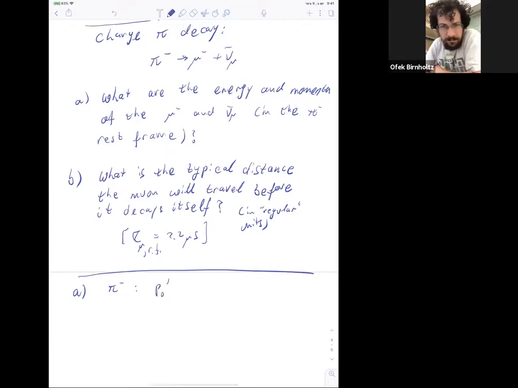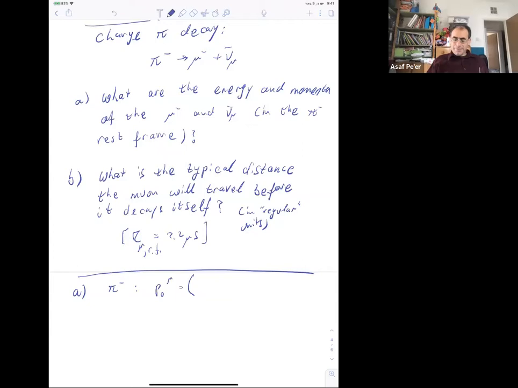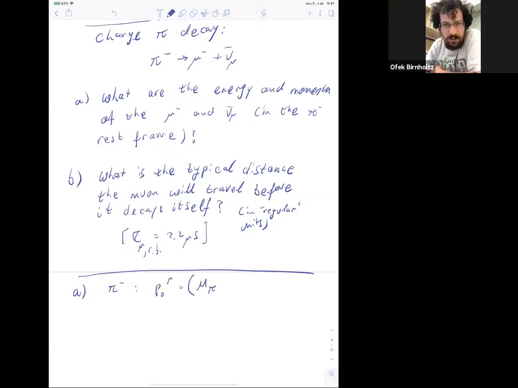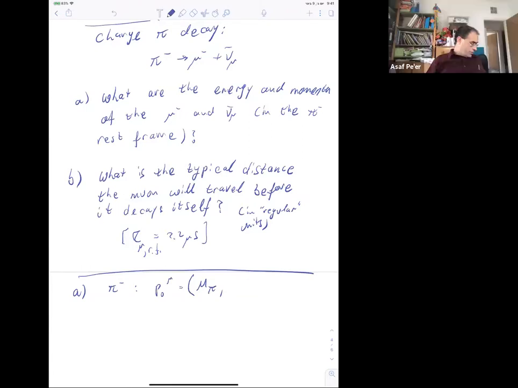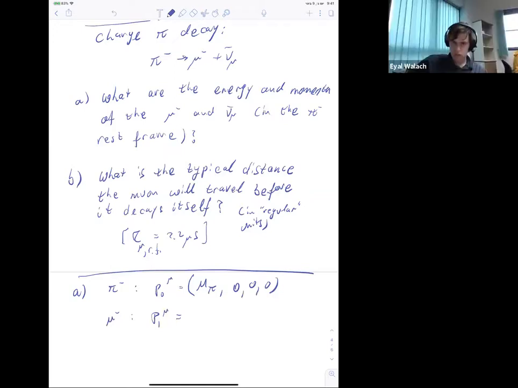M_pi, p_x... What is that? M_pi, comma, p_x, comma, 0, comma, 0. No, actually just 0, 0, 0. Correct. In the rest frame. What is the four-momentum of the muon? Somebody else? Let's call it P1. Yes.